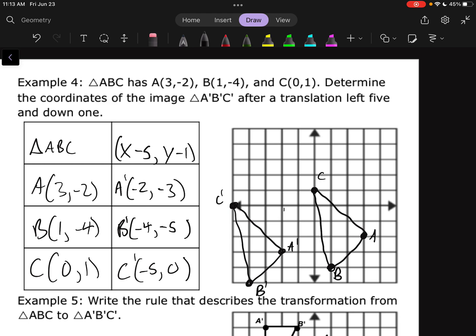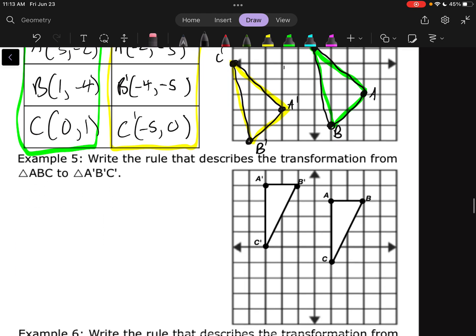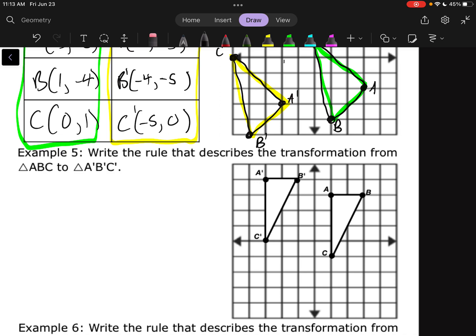And there it is. So this is our image, our new one. And there was our original one. Slid over, down, or left 5, down 1. All right, so example 5 just says, write the rule that describes the transformation from ABC to A prime, B prime, C prime. So let's see what happened here.